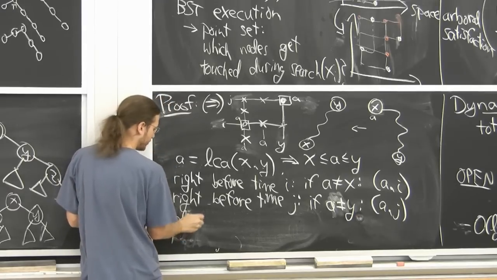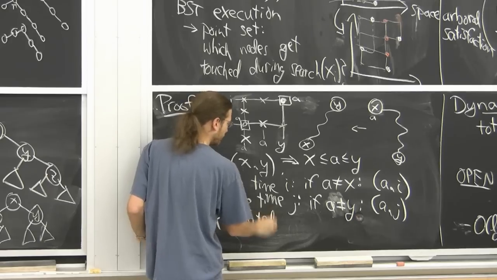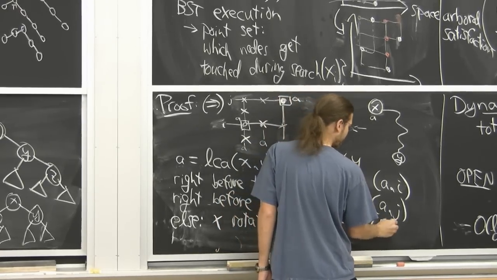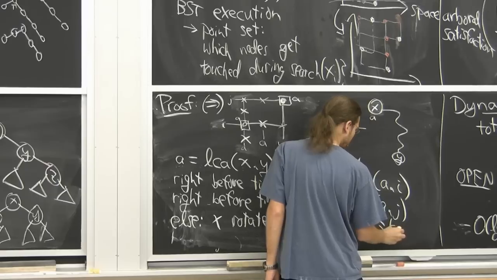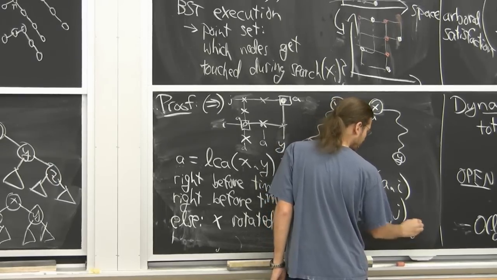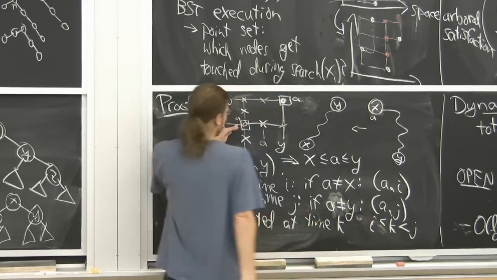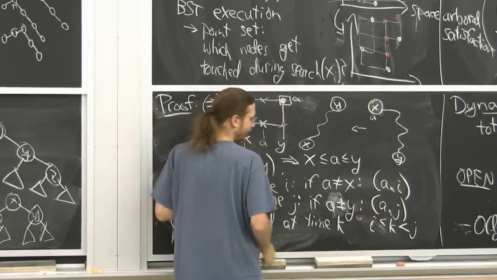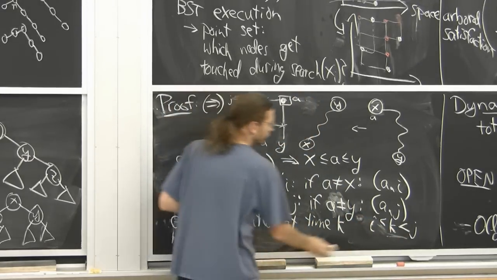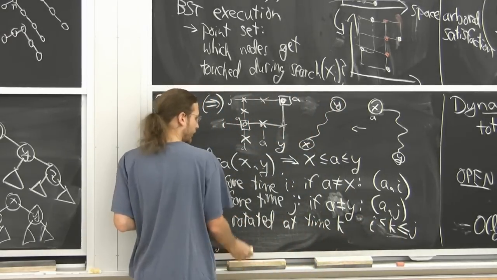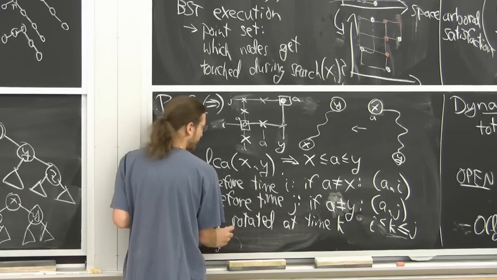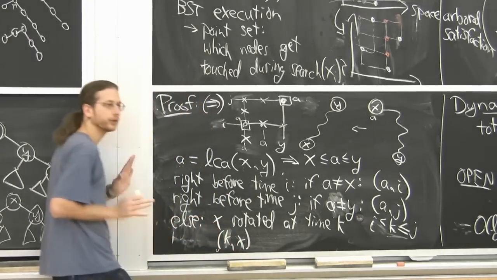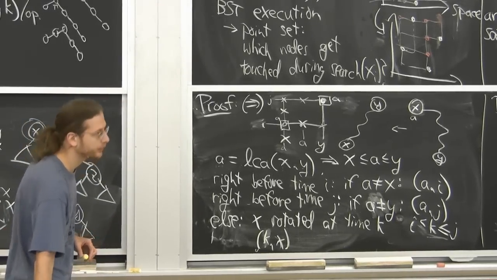Okay, so else, x must be rotated at some time k, where k is between i and j. And if we set it up right, I guess because here A was still x, and here A is y, then it must be strictly between. Maybe like this would be what we want. And so then we use the point k comma x. Is that more or less clear? This was the easy case.